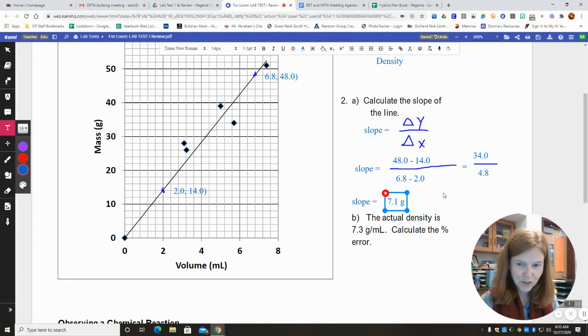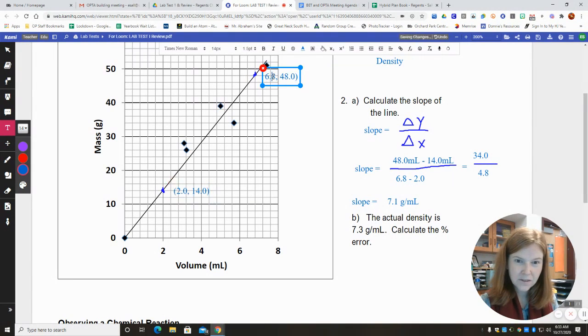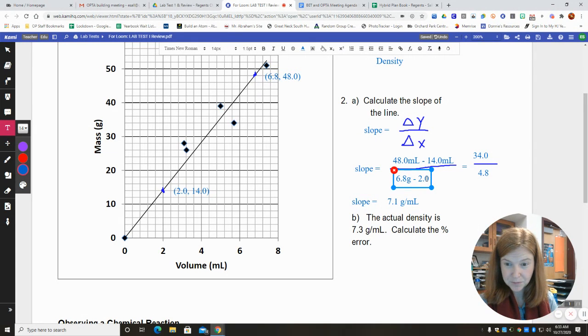for slope. And your unit here would be grams per milliliter. The reason for that is if you were to actually go in and put units on things, your y's are actually milliliters, right? And your x's are actually grams. So it ends up, I did that backwards. My apologies.